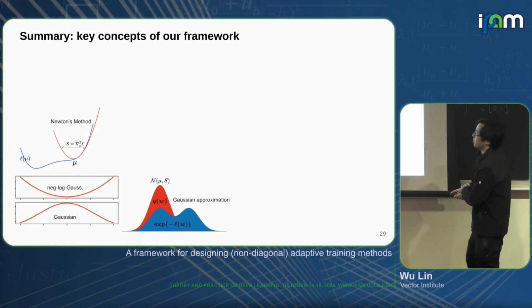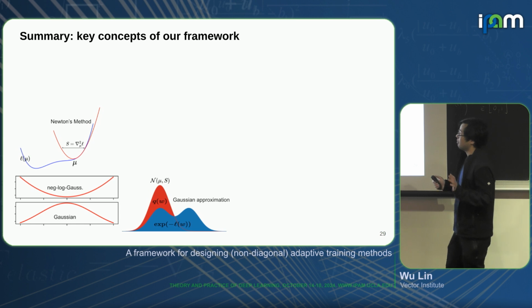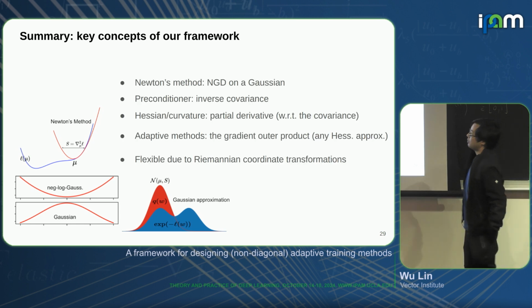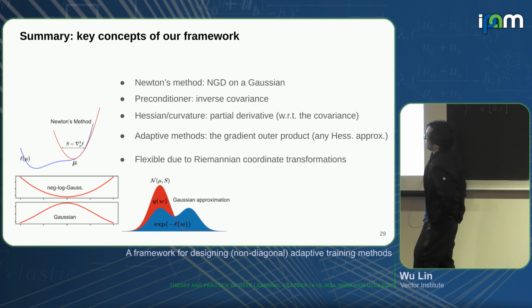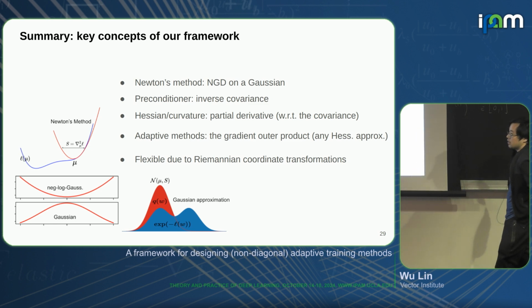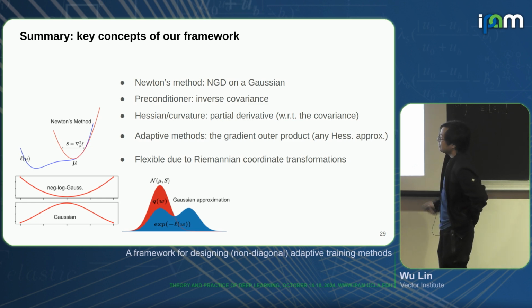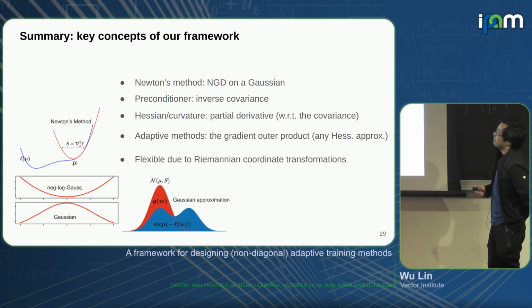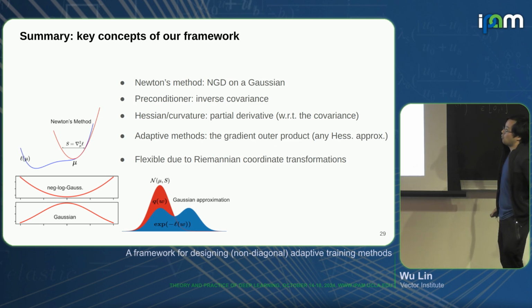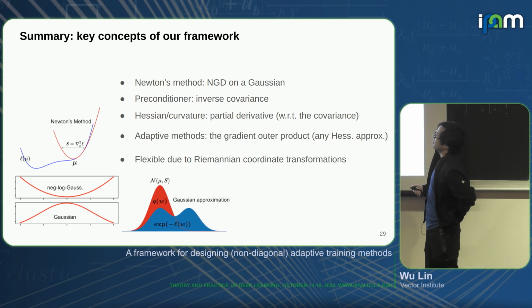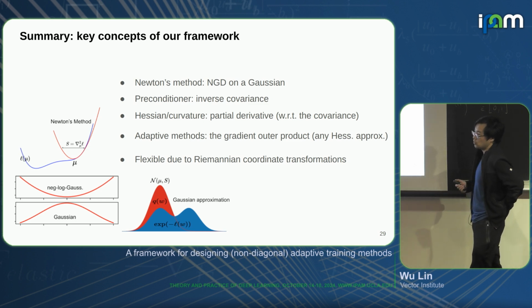Okay, to do a quick summary before we conclude this talk, and if you have time, we'll talk about the technical details. So we propose a framework in which we can view the Newton method as natural gradient descent on a Gaussian manifold or distribution. We can view the preconditioner as the inverse covariance of the Gaussian. And we can view the Hessian or curvature approximation as partial derivatives.